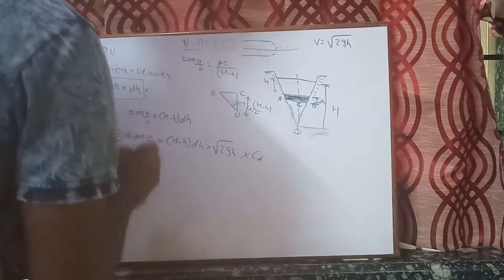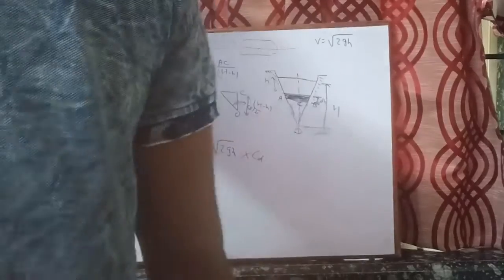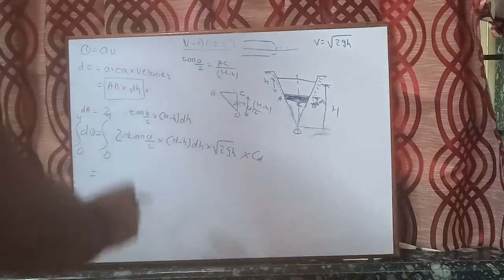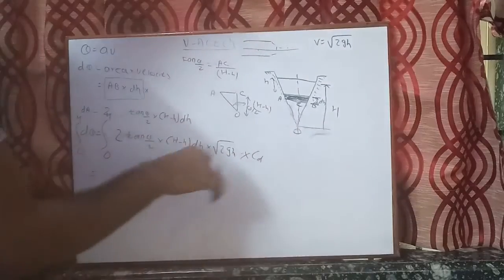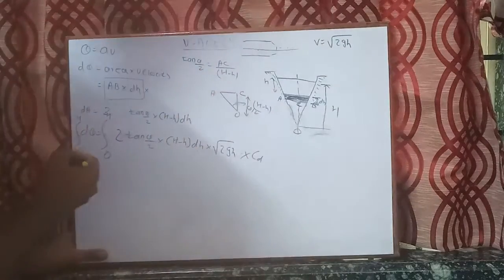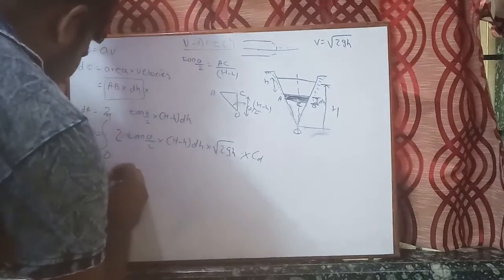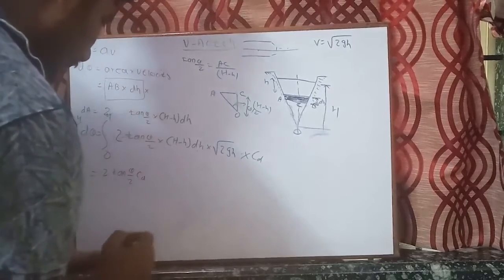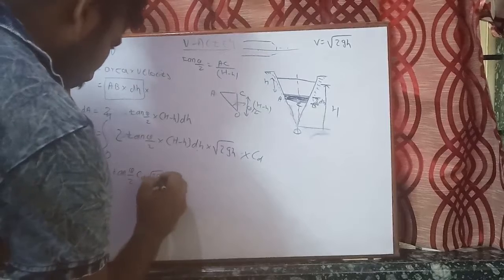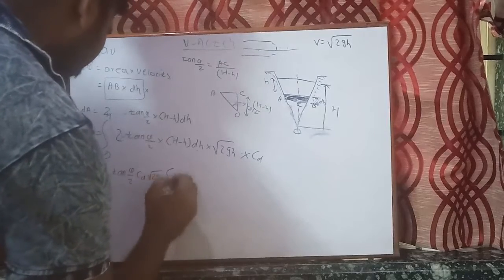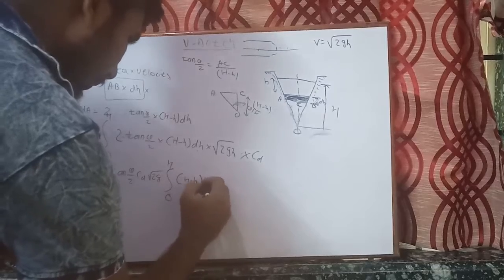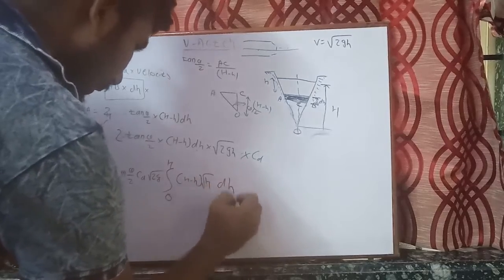2 tan theta by 2 h minus h, tan theta by 2 root of 2gh. Okay, now it's correct. So let's take everything else like constants. One of them will be 2. tan theta by 2 is common, CD is common, root of 2g is common. That's it. 0 to h, minus h root of h dh.